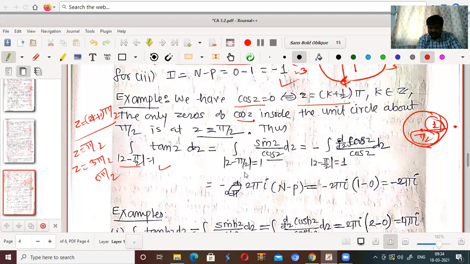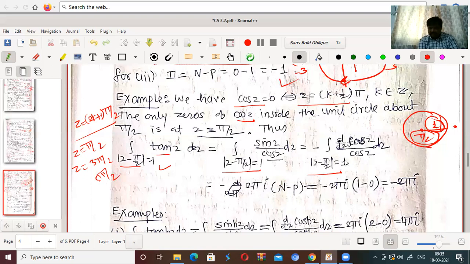How can you write it? Again, tan z can be written as sin z upon cos z. What is the derivative of cos z? Minus sin z. So I will write this same function as minus the integral over the same circle of d by dz of cos z upon cos z with respect to z. Minus sin z into minus gives plus sin z. So the integral of tan z over this circle is written as minus the integral of d by dz of cos z upon cos z.